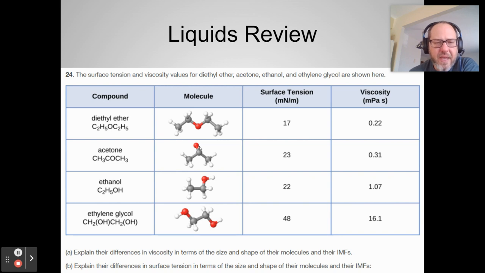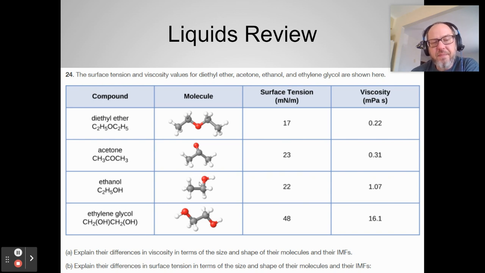But acetone has the oxygen on the end, right? So the oxygen on the end is more accessible, right? It's more accessible to interact with other things. So its surface tension is going to be higher, and its viscosity is going to be higher because it has a higher attractive force for itself, right?